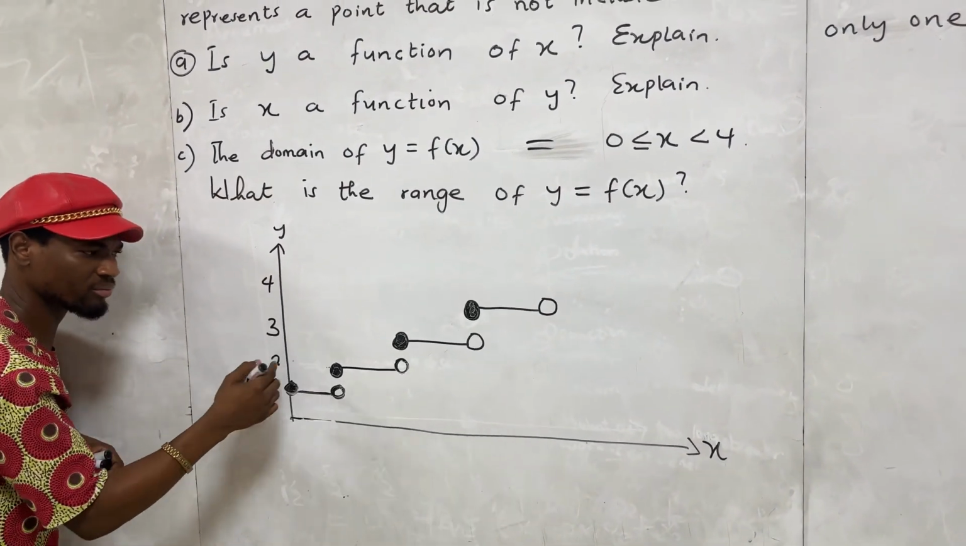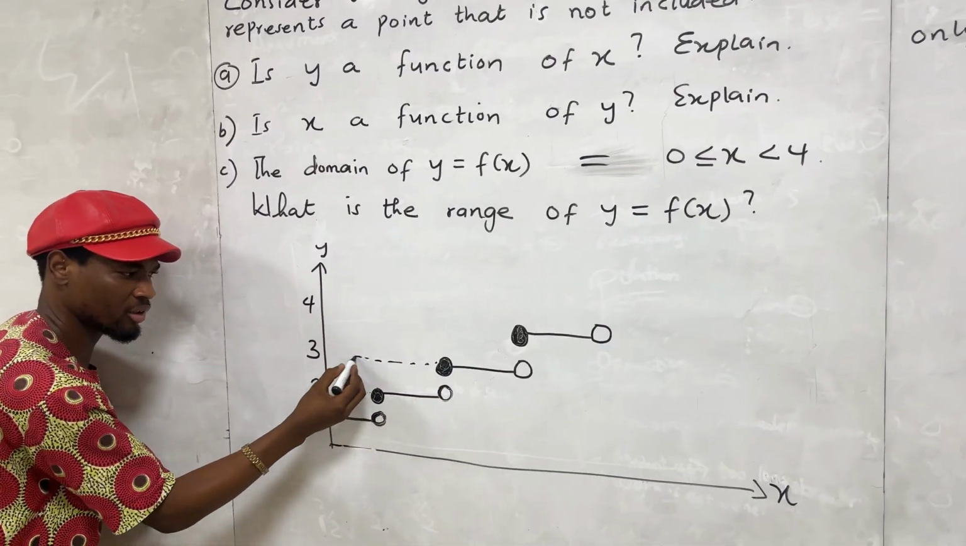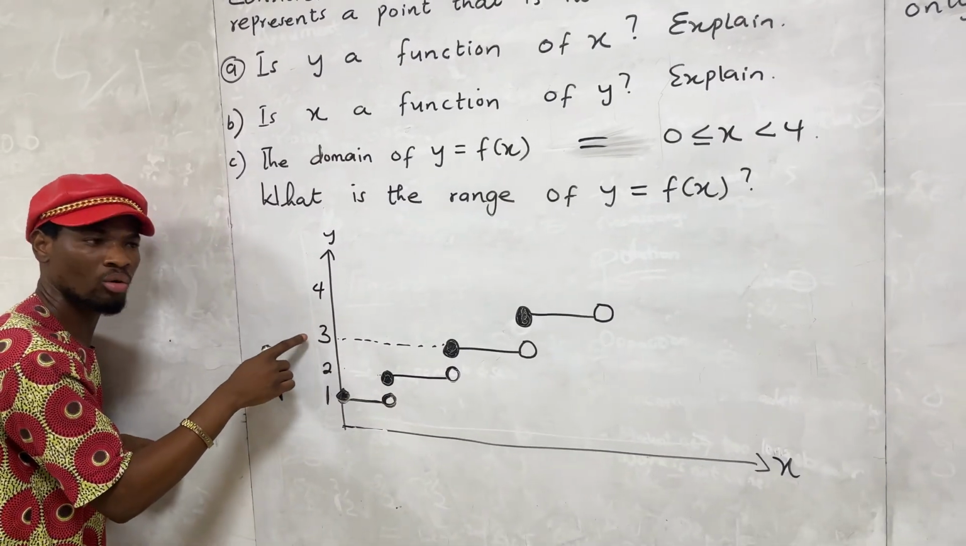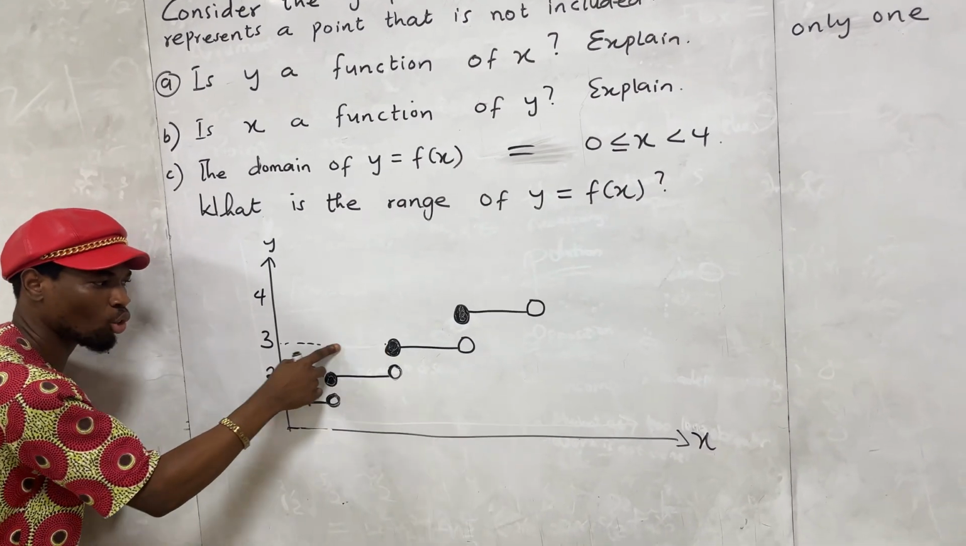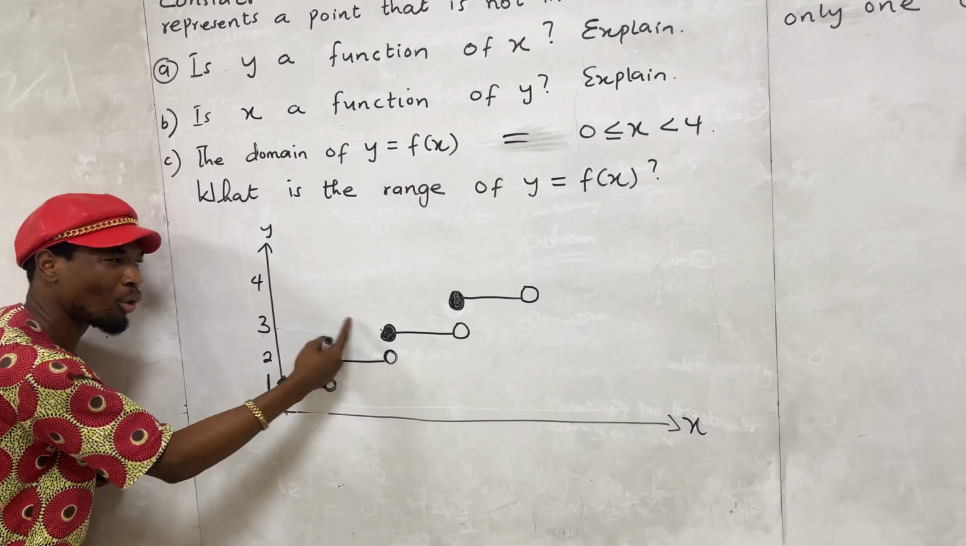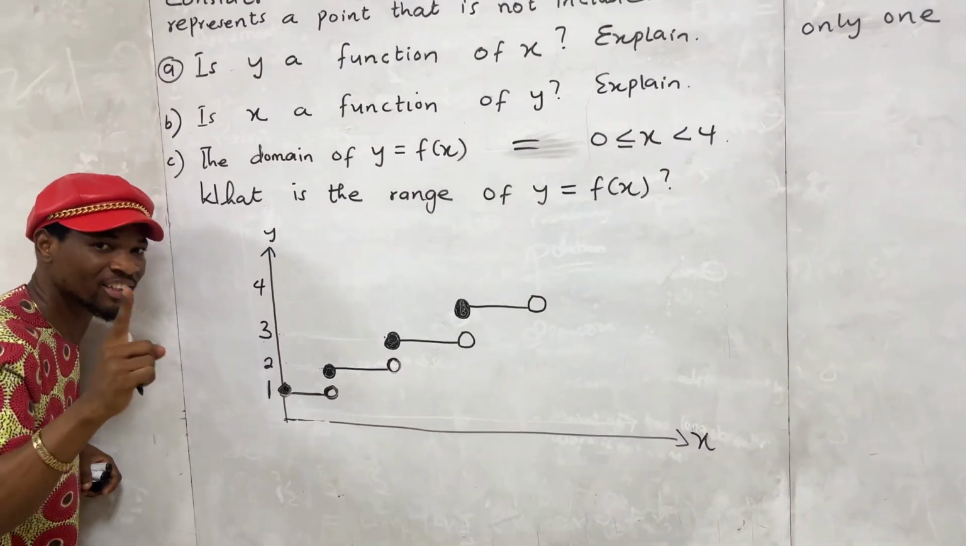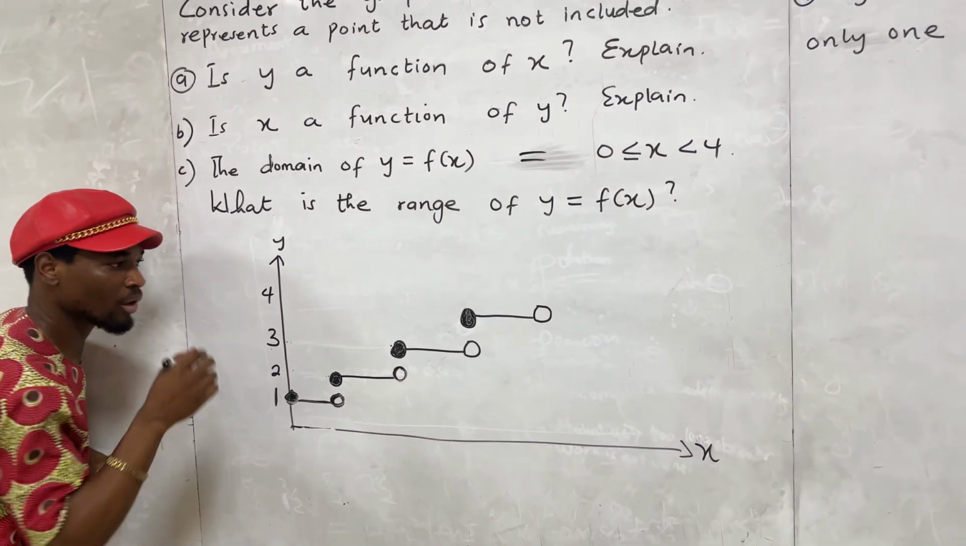What about the third one? When you trace, you realize that it falls on the 3. So we don't have a situation where this function corresponds to 3 and at the same time corresponds to 4. When it happens that way, it is not a function.